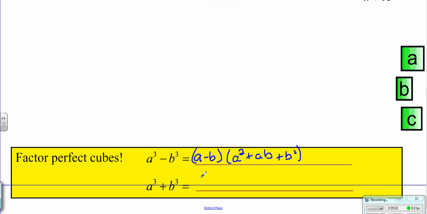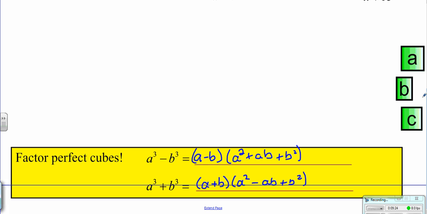If I had the sum of two cubes, that would factor into a plus b and a squared minus ab plus b squared. So the factoring is identical. You just have to remember where the positive and negative come into play. They each have a subtraction in them.